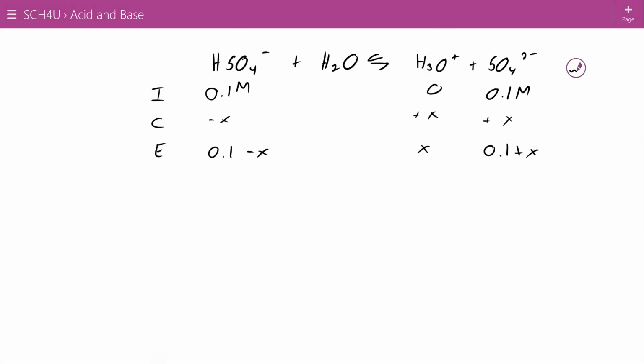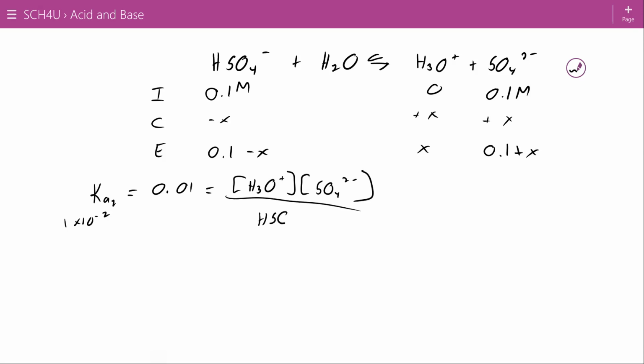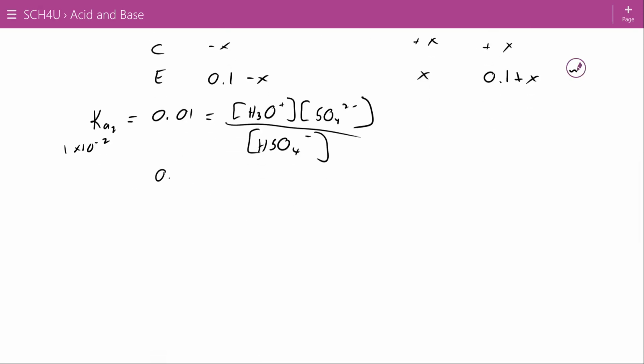Now this is still the acid-base reaction for the Ka2, which still has a value of 0.01. Or, if you prefer, 1 times 10 to the negative 2, but as I said before, I like it in that form if it's this simple. That's going to be equal to H3O plus times SO4 2 minus, my products, divided by the variable concentration of bisulfate and ignoring the non-variable concentration of water. So 0.01 equals x times 0.1 plus x, over 0.1 minus x.